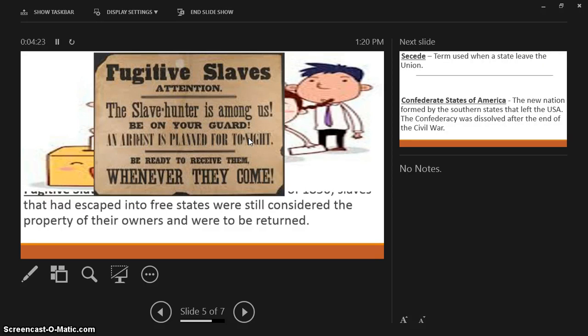Northern policemen had to help out with slave catchers. They didn't want to do this. So they posted a lot of posters like this, as well as some of the other ones that we've shown you, where fugitive slaves, attention, the slave hunters among us, they're planning an arrest tonight, go hide somewhere. And people had to, so they really did not like this act. It made so many people in the North angry.